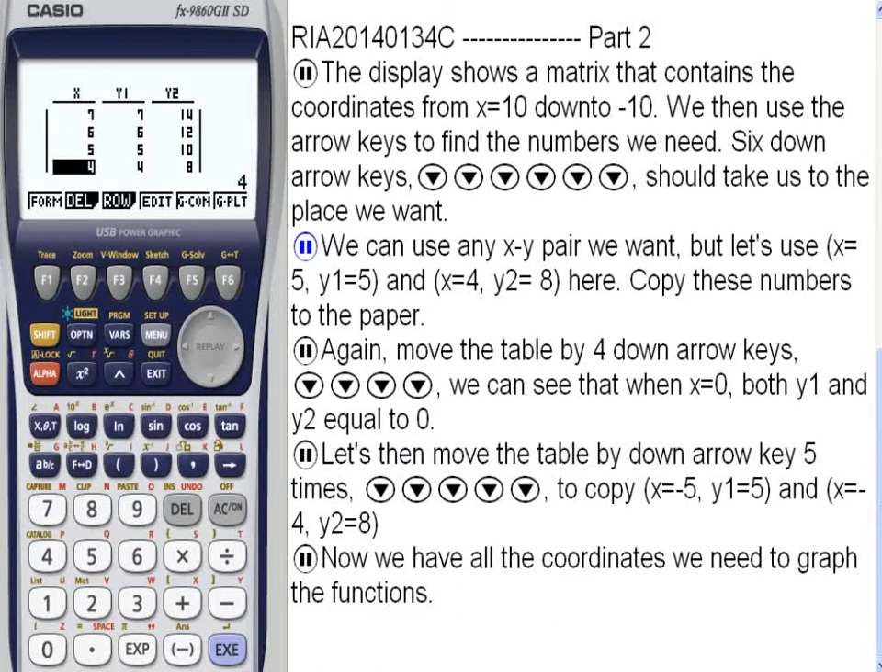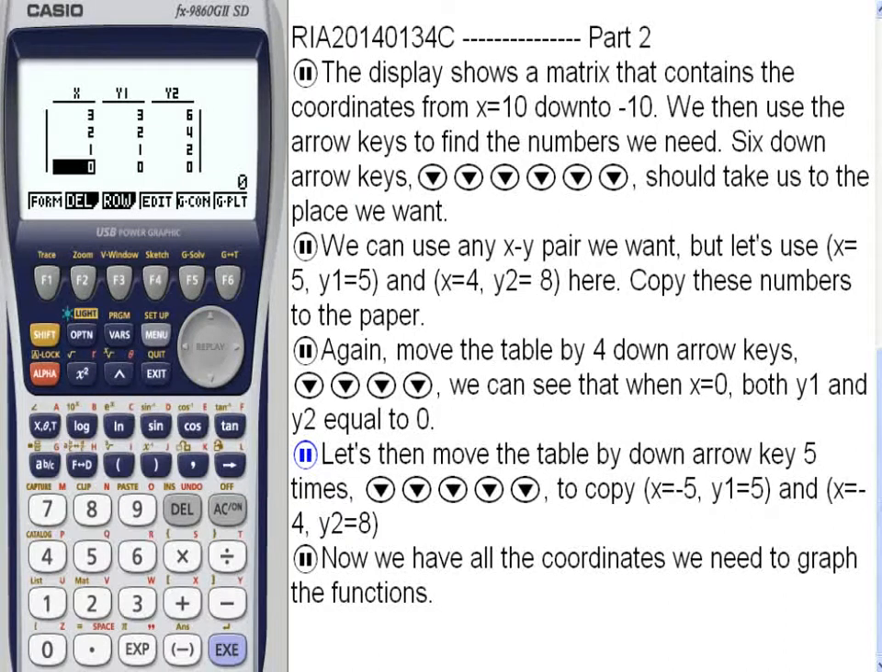We can use any xy pairs we want, but let's use x equal to 5, y1 equal to 5, and x equal to 4, y2 equal to 8 here. Copy these numbers to the paper. Again, move the table by 4 down arrow keys. We can see that when x equal to 0, both y1 and y2 equal 0.